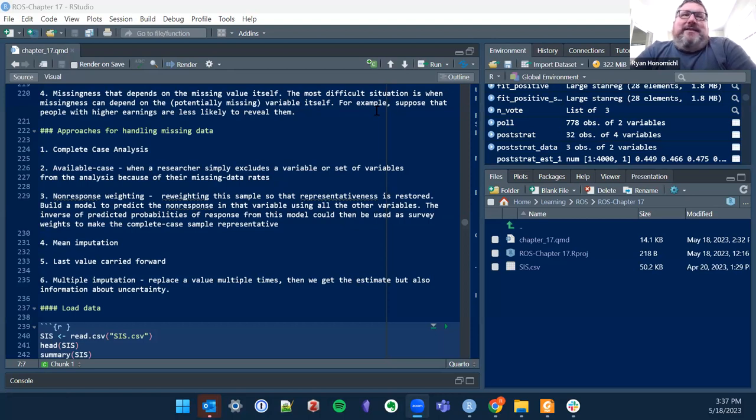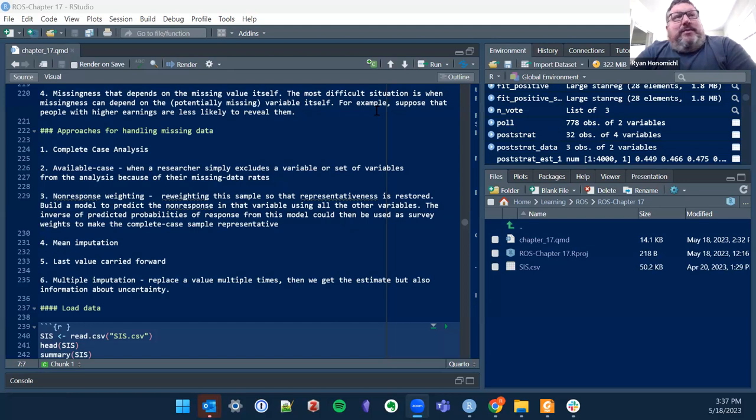Mean imputation is an old school one. If I'm being honest, these next two are the ones that in every old school job I've ever had, there's always some crusty older man or woman who likes to do mean imputation or last value carried forward.